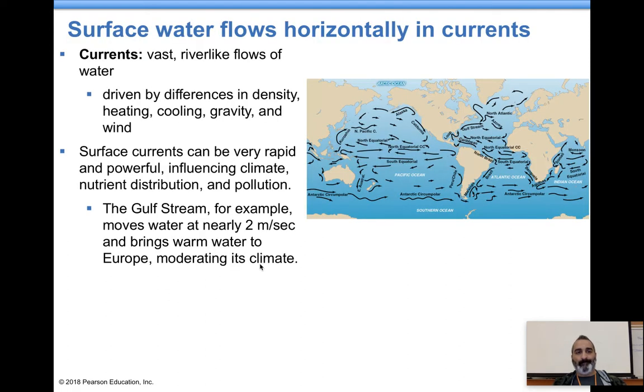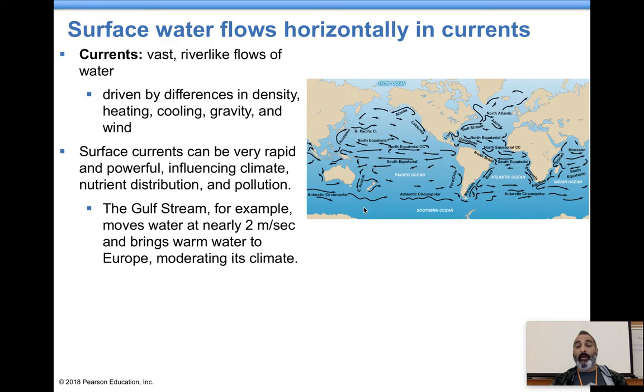All right. Currents. Well, movement of water. This shows you a map showing you all these currents, all this water movement. There's surface currents, there's deeper currents, there's horizontal currents, there's vertical currents. So water is in motion constantly.